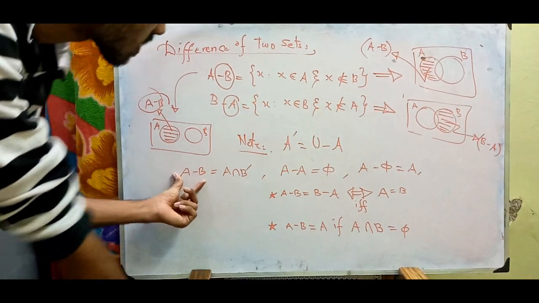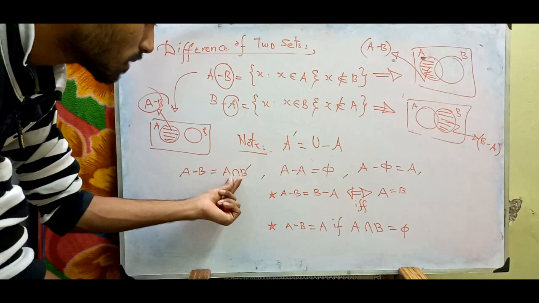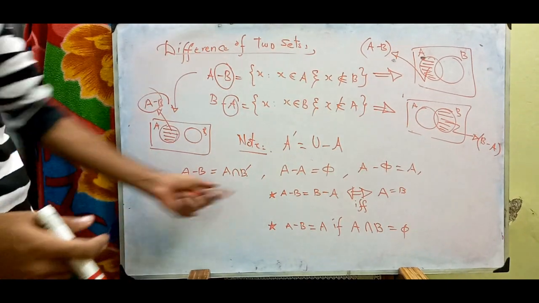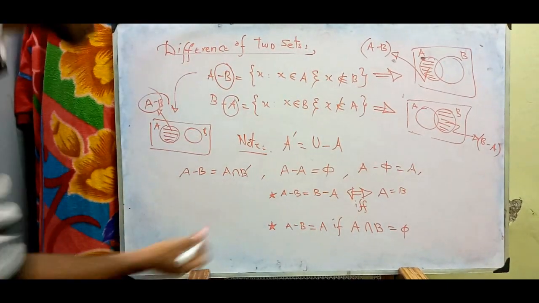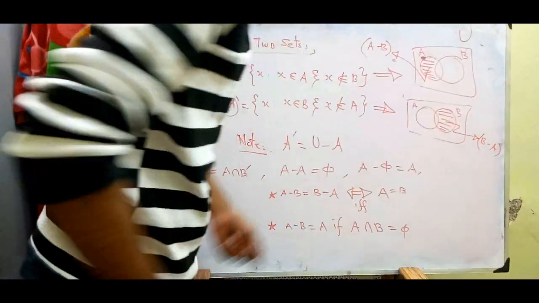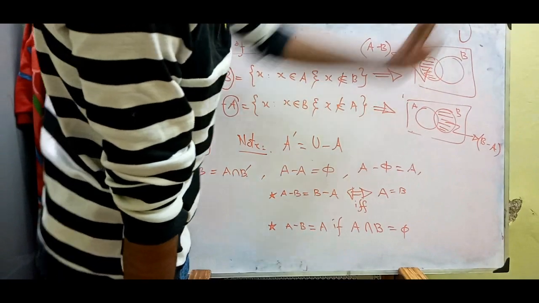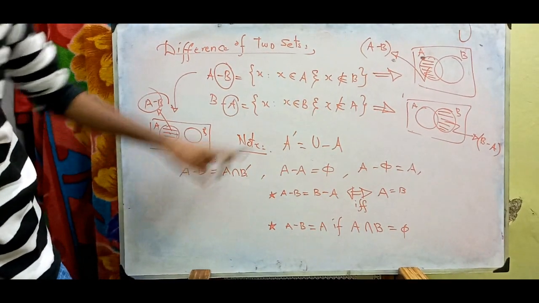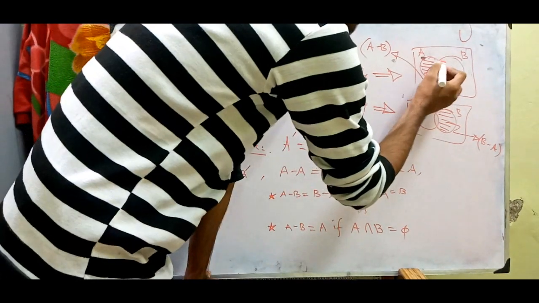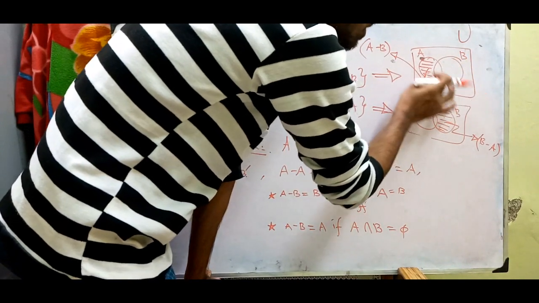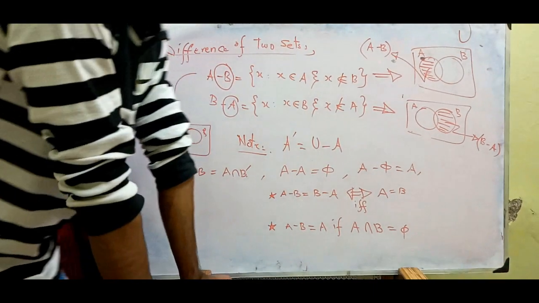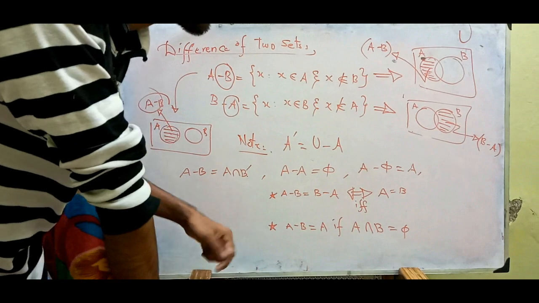So A minus B is also written in this form, A intersection B dash. B dash is nothing but the universal set minus B. This one is U. So what we are doing here, this is A minus B, and that is equal to A intersection B dash. Suppose this is B, this full region is B, so U minus B is nothing but B dash, right? I'll explain this.